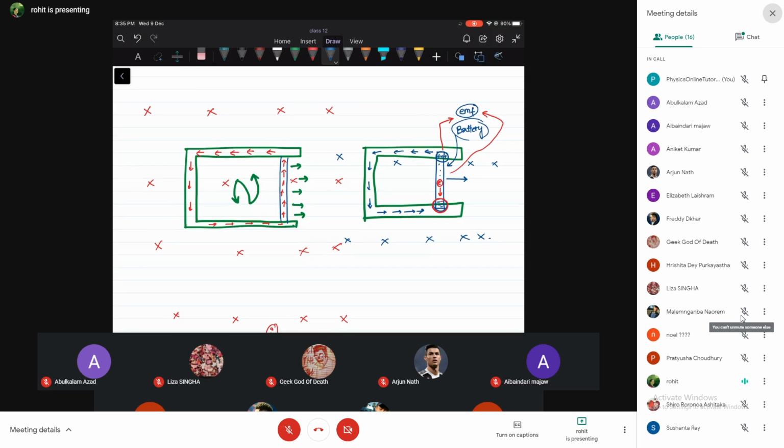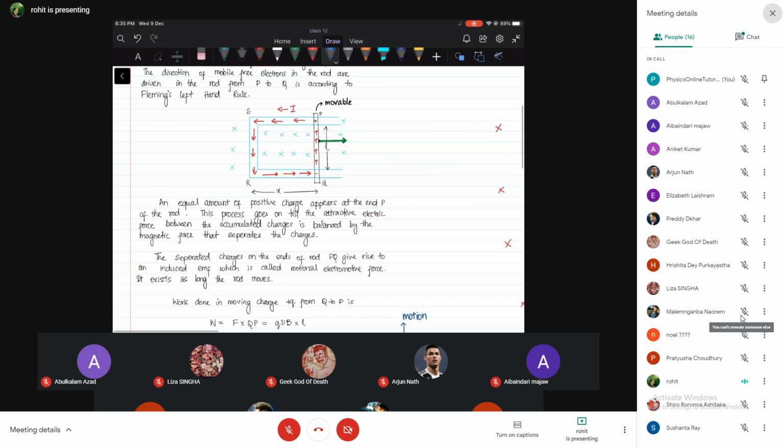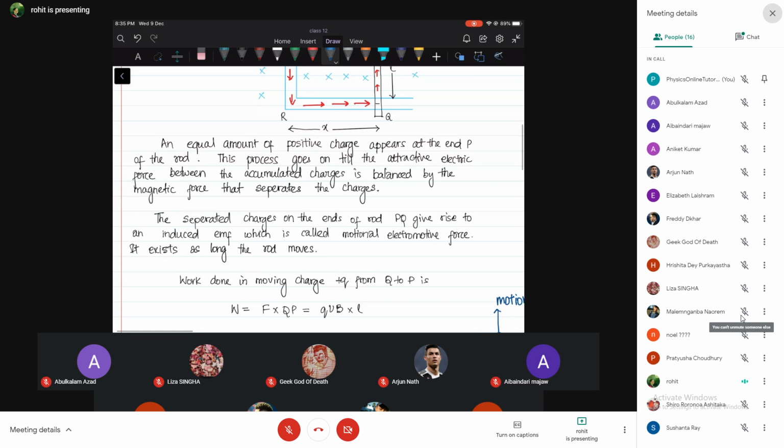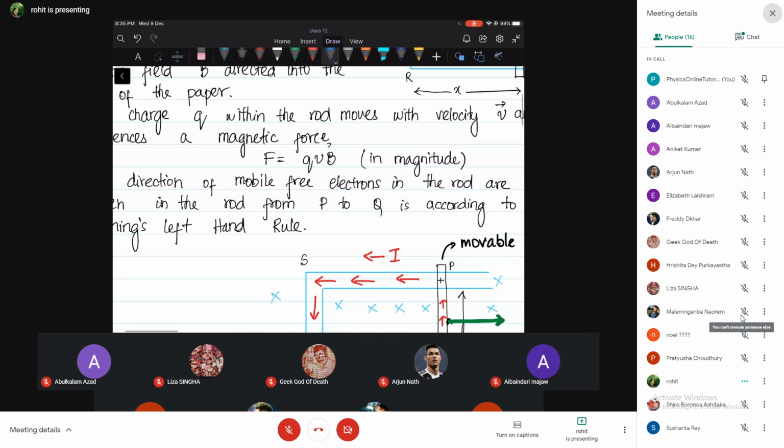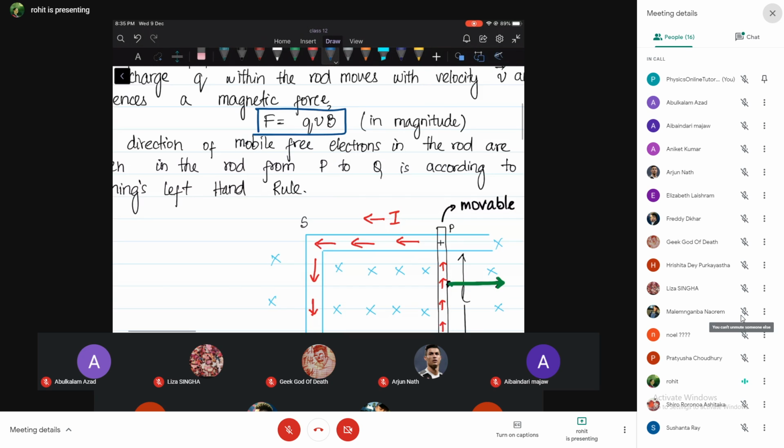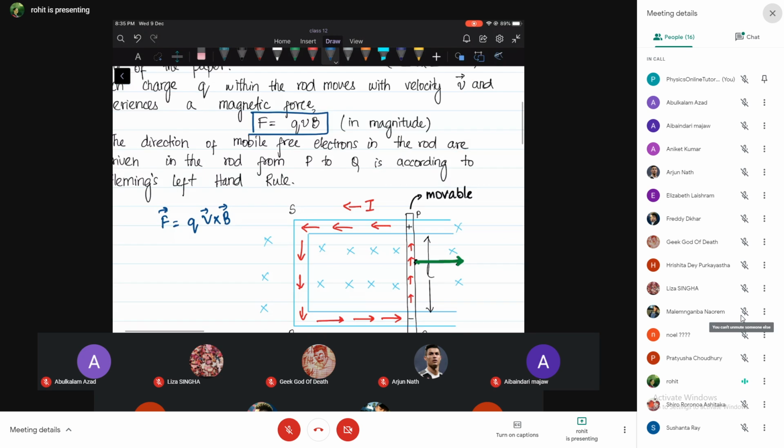Now we are going to find the formula for the EMF that is going to be generated here. So that is what we are going to do, very quickly. First of all, I'm writing the formula for force on those electrons, or let's say on those charges. The formula for the force on the charges is F equals Q V cross B. Right now I'm not mentioning electrons or protons, I'm just writing for charges.